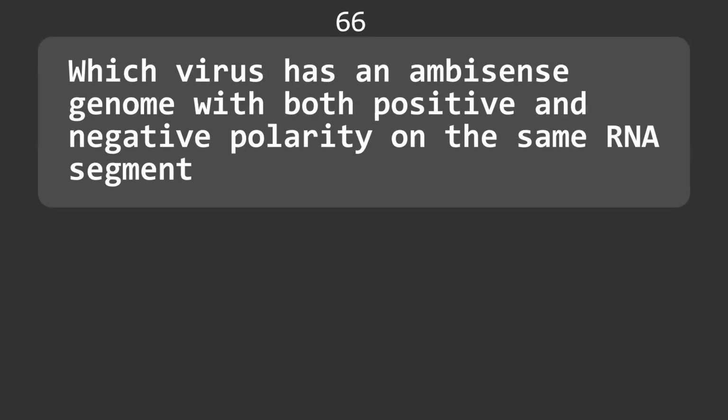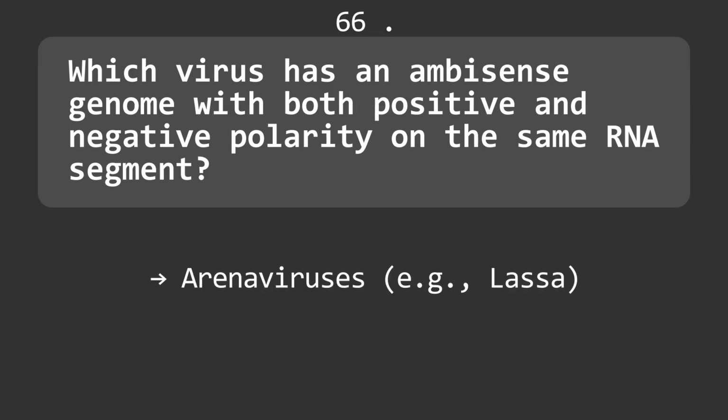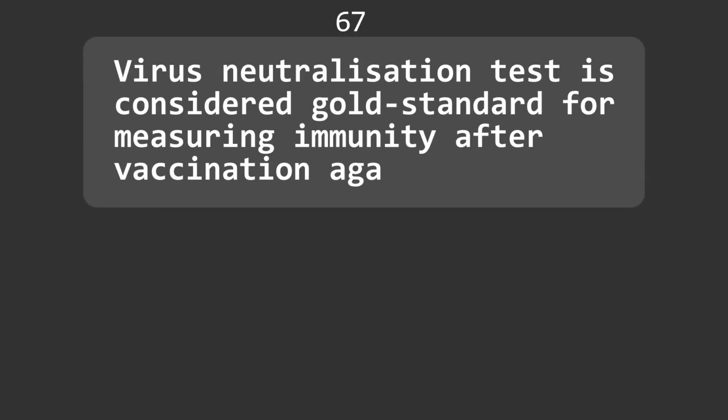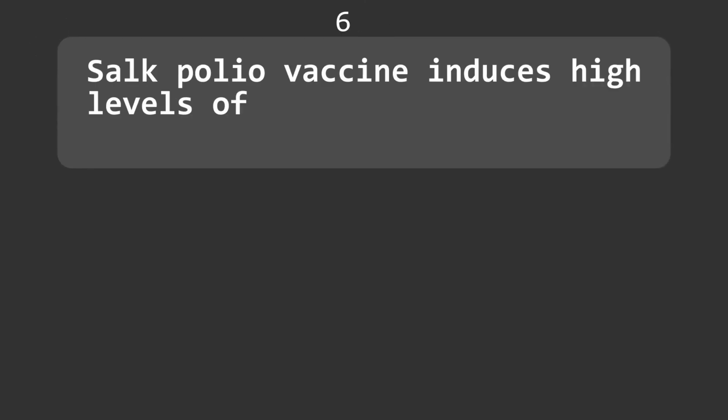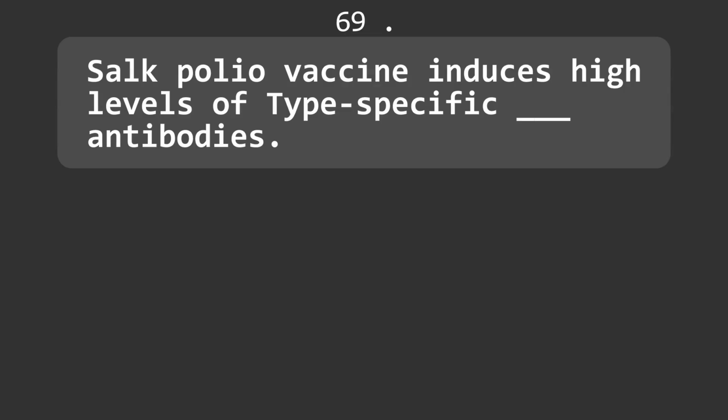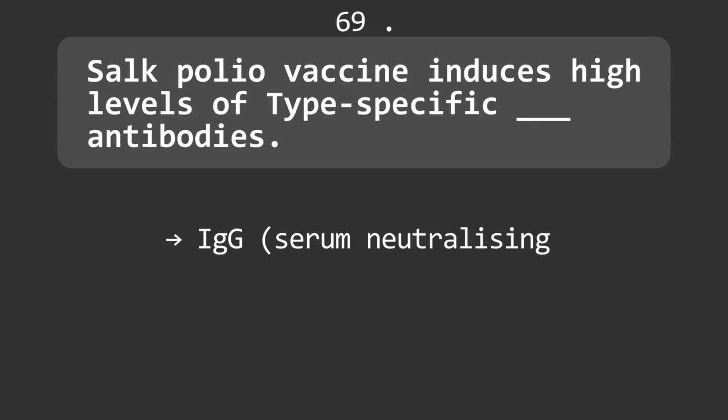Which virus has an ambisense genome with both positive and negative polarity on the same RNA segment? Arenaviruses, e.g., Lassa. Virus neutralization test is considered the gold standard for measuring immunity after vaccination against poliovirus. Hepatitis E outbreaks in India are most frequently due to genotype 1. Salk polio vaccine induces high levels of type-specific antibodies. IgG, serum neutralizing.